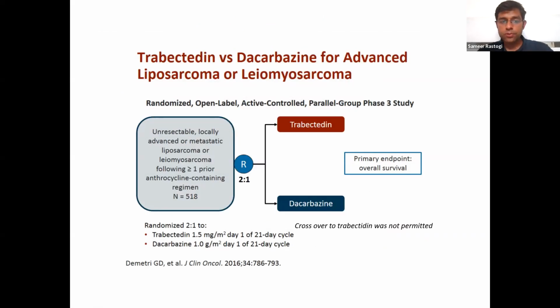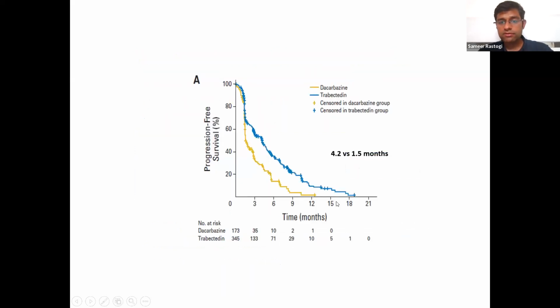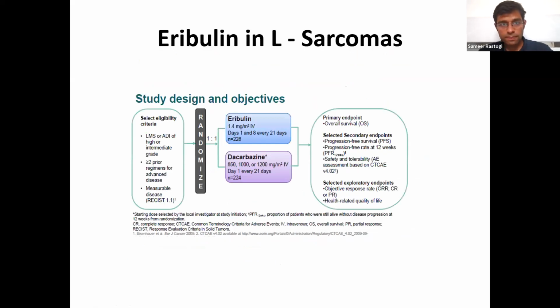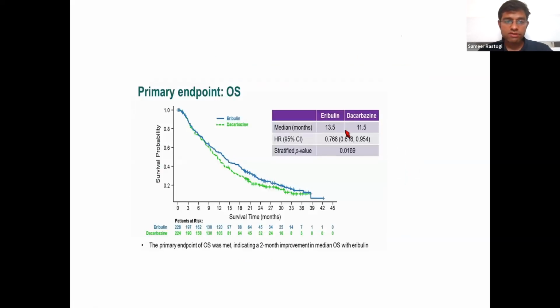Trabectedin is approved in second or third line for L-sarcomas, both liposarcomas and leiomyosarcomas. The registration trial compared it with dacarbazine, and again there was a 2-point-something month median benefit, but it is a non-cumulative drug, and some patients do very well for even years. Eribulin is approved only in liposarcoma, and it is the only drug of all these that could improve survival in the given trial. However, the data after that trial is sparse. Only one registration trial was there. Nonetheless, it is FDA approved for liposarcoma, and the median survival in the eribulin arm as compared to the dacarbazine arm was almost a 2-month benefit.